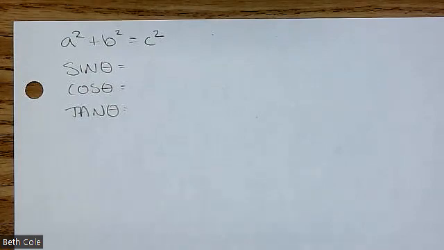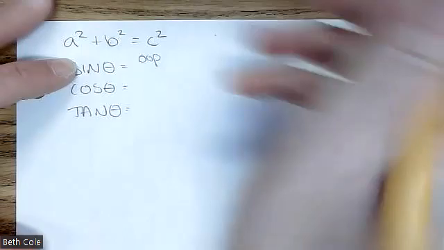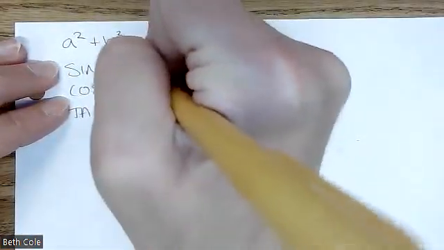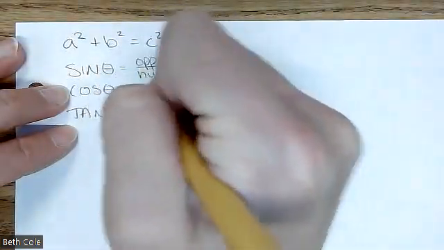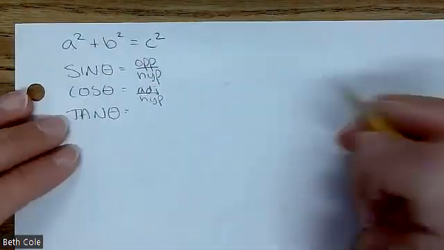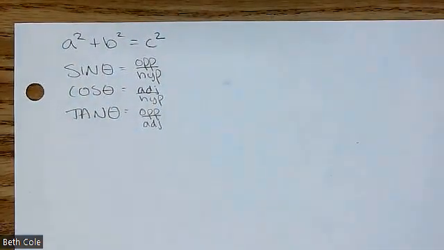Now you can remember this as SOHCAHTOA, or whatever acronym you want to use. Sine is what over what? Opposite over hypotenuse. Cosine is adjacent over hypotenuse, and tangent is opposite over adjacent. The other three, cosecant, secant, and cotangent, you just flip them. I didn't put those on the test though. It's just these three.